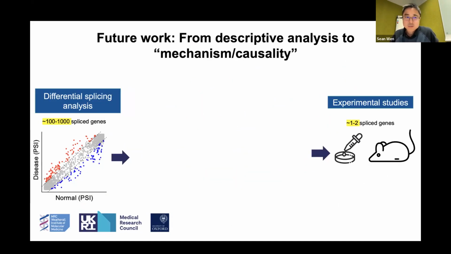So what's more to do for Marvel? There's actually still a bit more work that I would like to work on. And if you feel that you have the expertise to contribute, please don't hesitate to reach out. So why do we want to do more work for Marvel? The goal is very simple. We want to go from 100 to more than 1,000 spliced genes that we detect from differential splicing analysis to perhaps 1 or 2 spliced genes that are actually feasible to validate in the experimental setting.